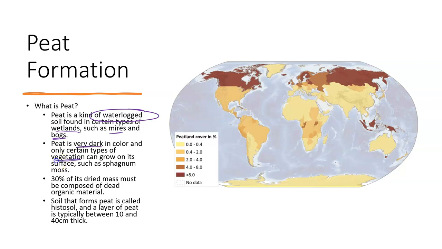And only certain types of vegetation can grow on its surface, such as sphagnum moss. 30% of its dried mass must be composed of dead organic matter in order for it to be actually considered peat. And soil that forms peat is called histosol, and a layer of peat is typically between 10 and 40 centimeters thick.